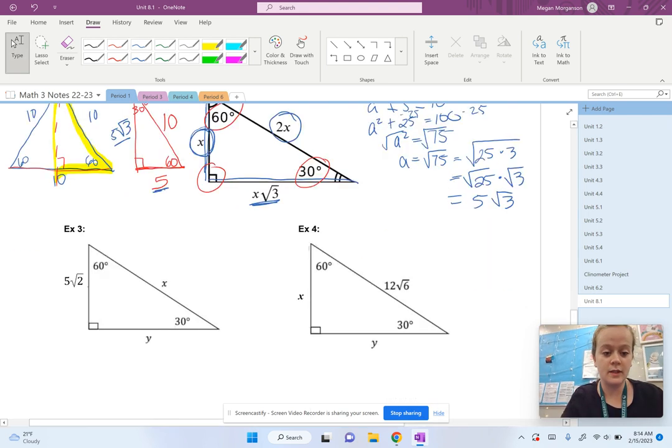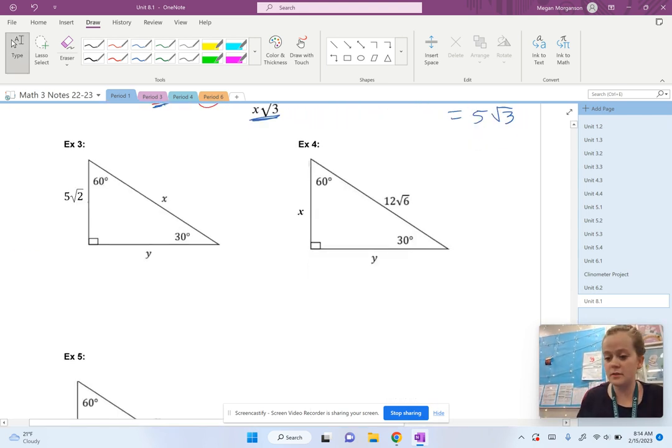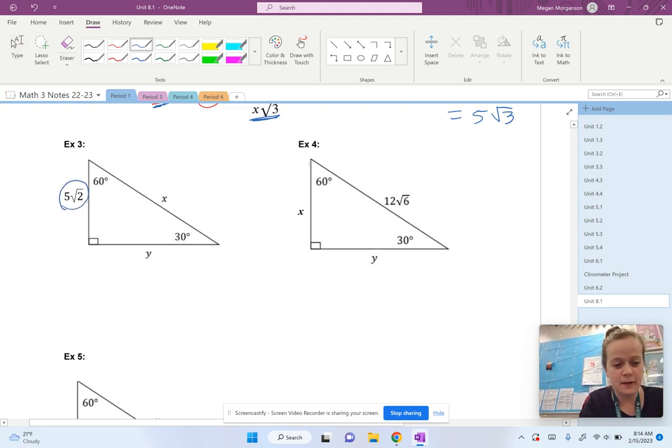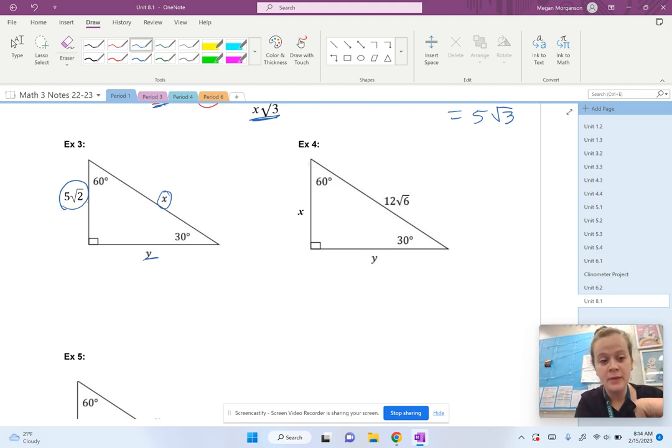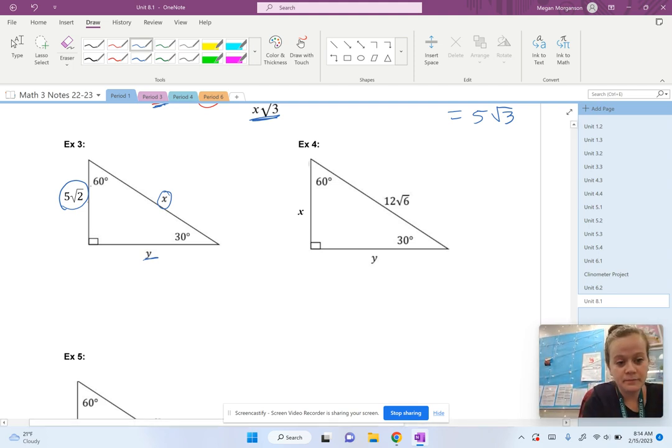Let's use it to solve the next couple problems. So we've got over here, they tell us right here the short leg is 5 root 2. The long leg is y, and the hypotenuse is x. If you're ever not sure which leg is the short leg and which leg is the long leg, you can look at the degrees. So 60 degrees, that's our big angle, right? Besides the 90. So the big angle should always be across from the long side. 30 degrees is our little angle. That should always be across from the short side.